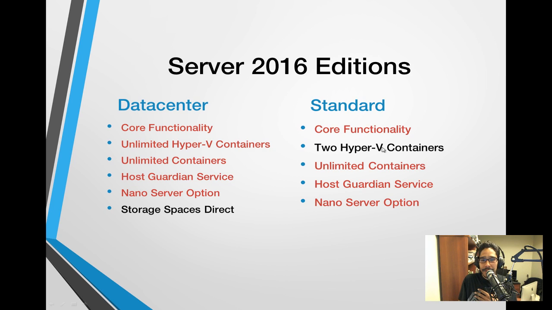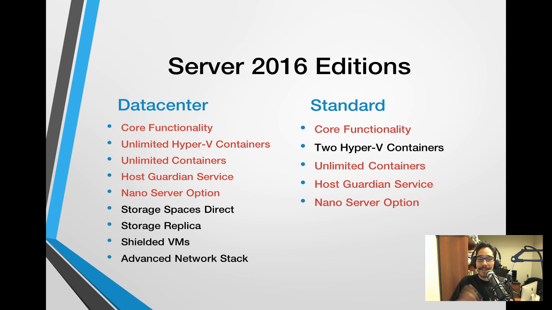With the Standard edition of Server 2016, it stops right here. Everything else is different. This is the extra stuff that you're paying for with Datacenter. You're going to get Storage Spaces Direct. You're going to get Storage Replica. You're going to get shielded VMs. So those are the only things that you're going to get different. And the last thing is the advanced network stack. Okay, so within Datacenter, you're getting a lot of cool things. And again, it's just going to cost more money. I know, right?